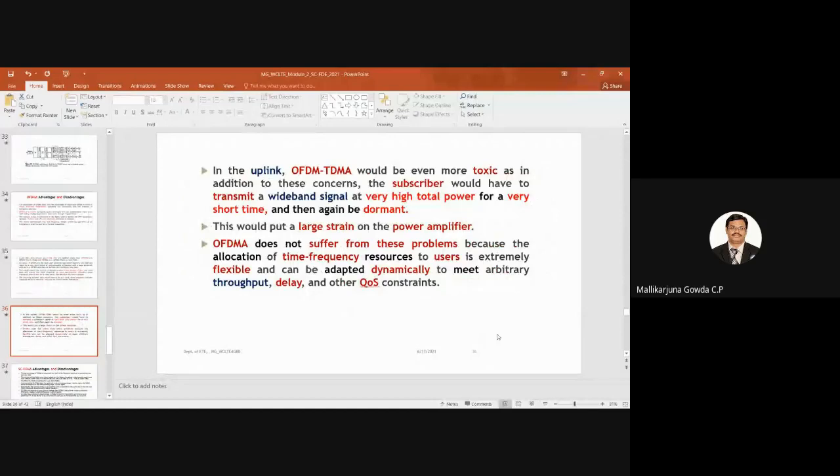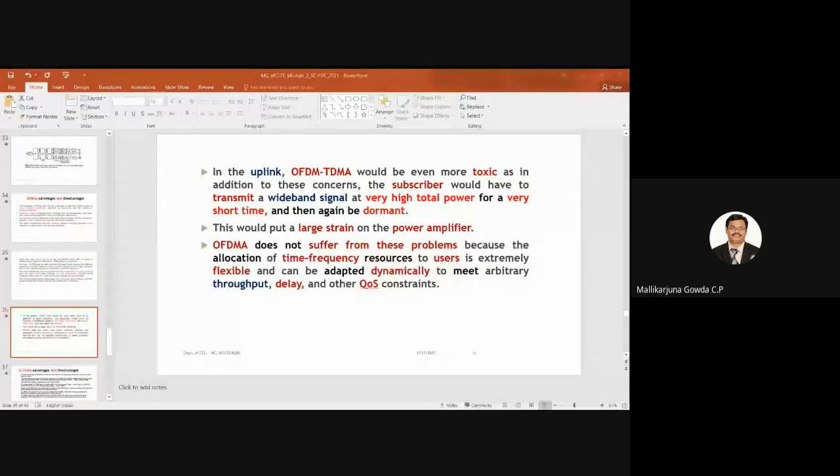Adding to that, in the uplink, this OFDM TDMA would be even more toxic, because in addition to what I discussed in the previous slide, the subcarriers would have to transmit the wideband signal at very high total power for a very short time, and then again it becomes dormant. This would put a large strain on the power amplifier. That is why OFDMA is not preferred for uplink. It is only preferred for downlink in LTE.